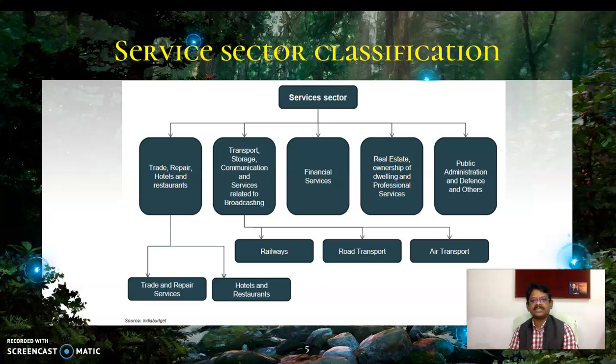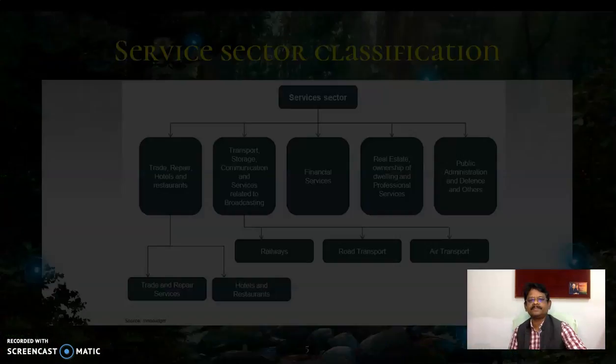The service sector, you can see all the different facets, starting from trade, repairs, and then hotels, and then restaurants, to transportation, storage, communications and services related to broadcasting, financial services, real estate, and public administration, and below you can see the segments. This way you can see the service sector under all these segments as a whole. It is a huge contributor to GDP. Unlike in the past, it is actually the fastest growing, I can say that.